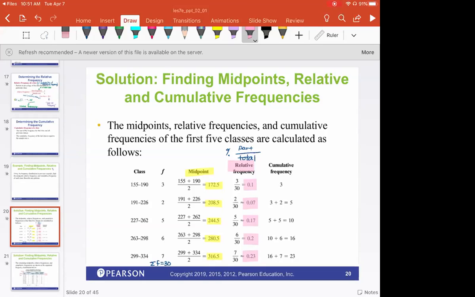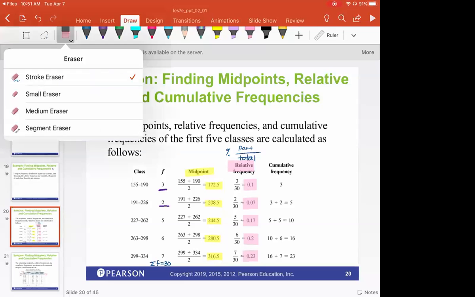Now, cumulative frequency is you're adding them up, but you're adding them up at each class. So we're going to work with 3 plus 2. We got that here. Then 2 plus 5, and then 5 plus the next one. So we have 5 here.